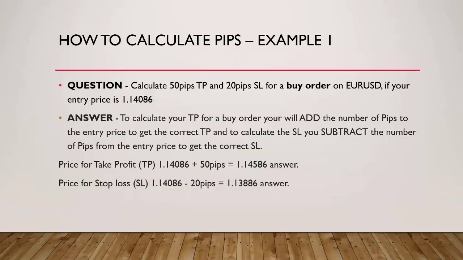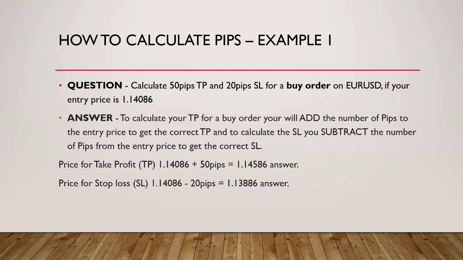Now, this is the question here. Calculate 50 pips take profit and 20 pips stop loss. Now, one thing you need to know is take profit. We're still coming to that later. Take profit is if you enter a trade and you want to exit at a certain level in profit, it is called take profit. This is where you want to take your profit. But if you enter a trade, there is what we call stop loss.